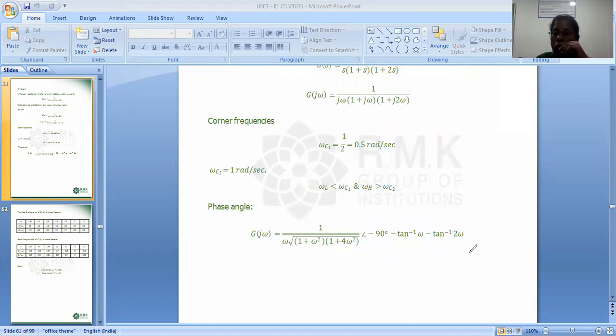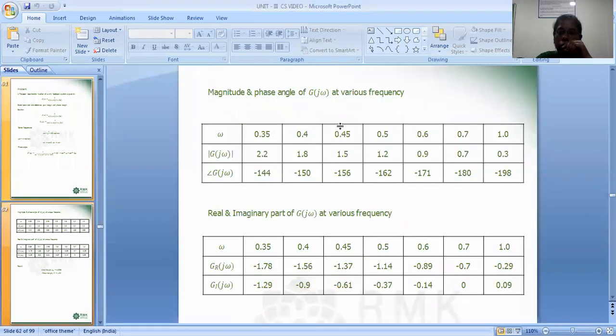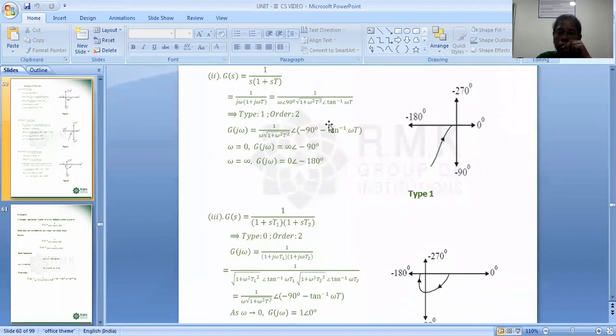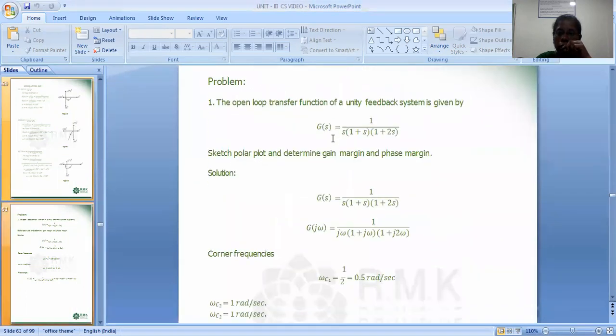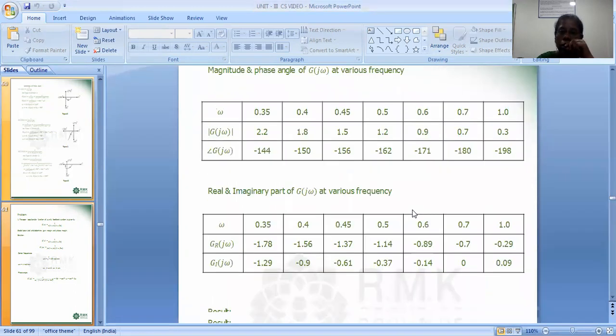ranges for different values of omega. What will be my magnitude value and my phase angle? So in this expression, for different values of omega, we are going to find out what are all the magnitudes and phase angles. That is what is written here.